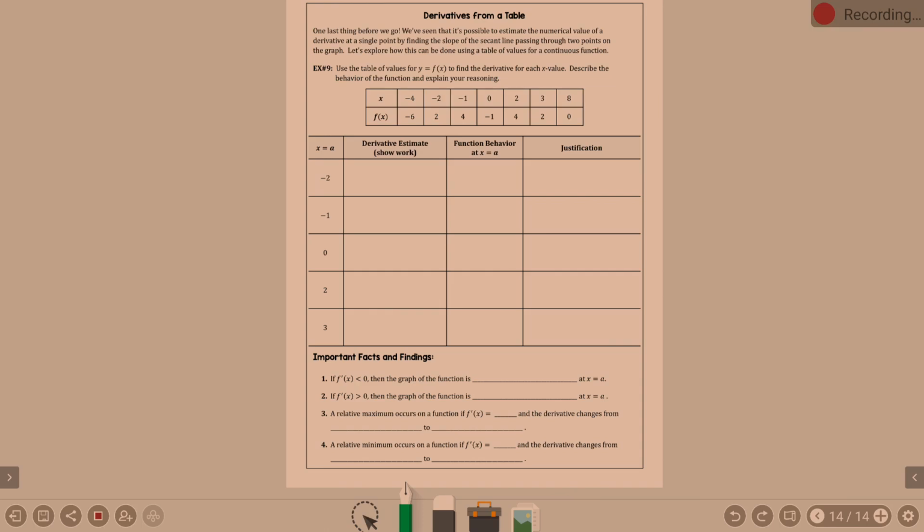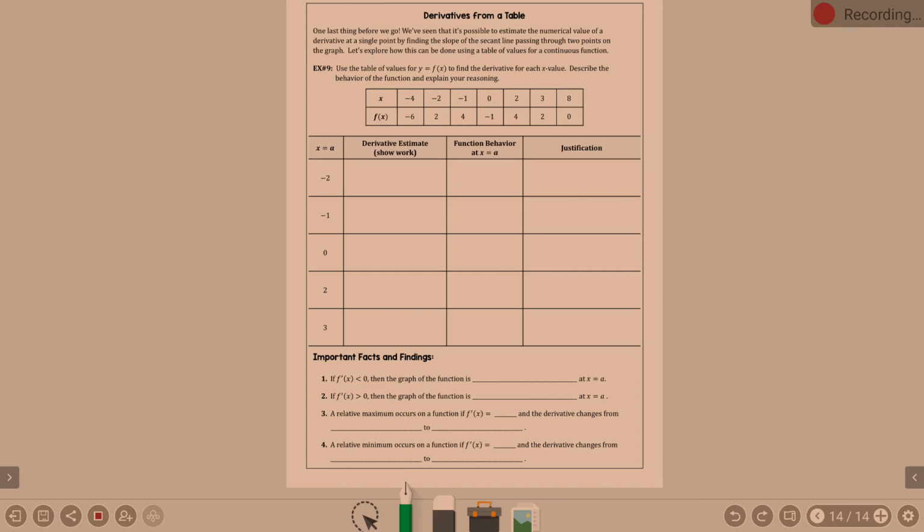We've seen it's possible to estimate the numerical value of a derivative at a single point by finding the slope of the secant line. Slope of the secant line is how you've been doing slopes since Algebra 1, right? Let's explore how this can be done with the table. So they give us a table of values, and it says find the derivative for each x value. Describe the behavior of the function, explain your reasoning. So what we're looking at here, f of negative 2. Okay, so here's negative 2.